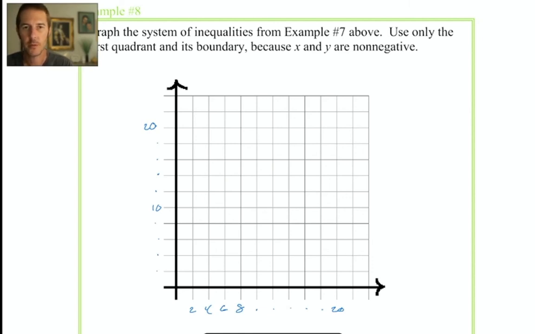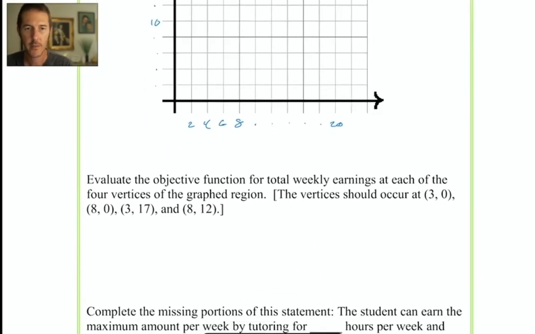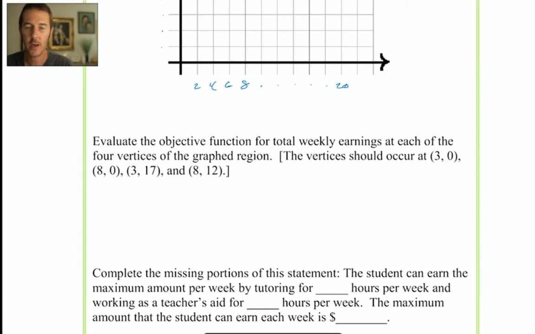Use only the first quadrant. Great, so we needed to graph it, so we did that there. And then evaluate the function for total weekly earnings at each of the 4 vertices. Oh, and they gave us the vertices, isn't that nice?